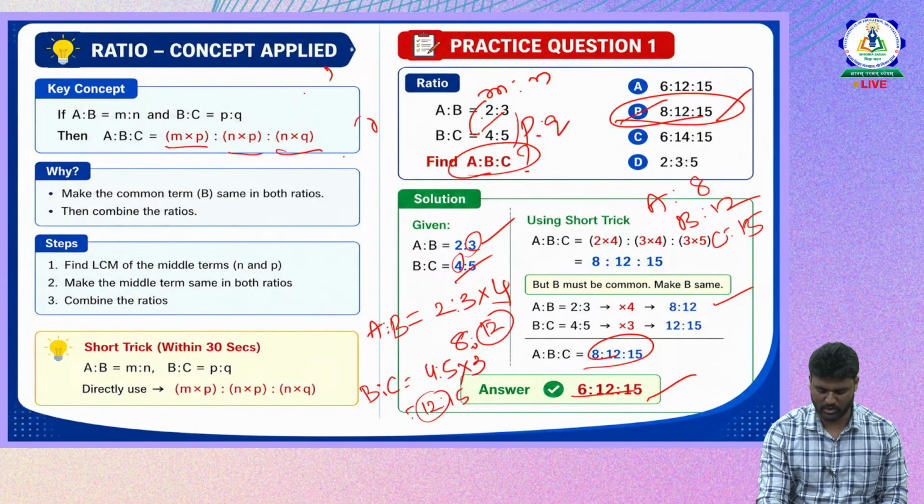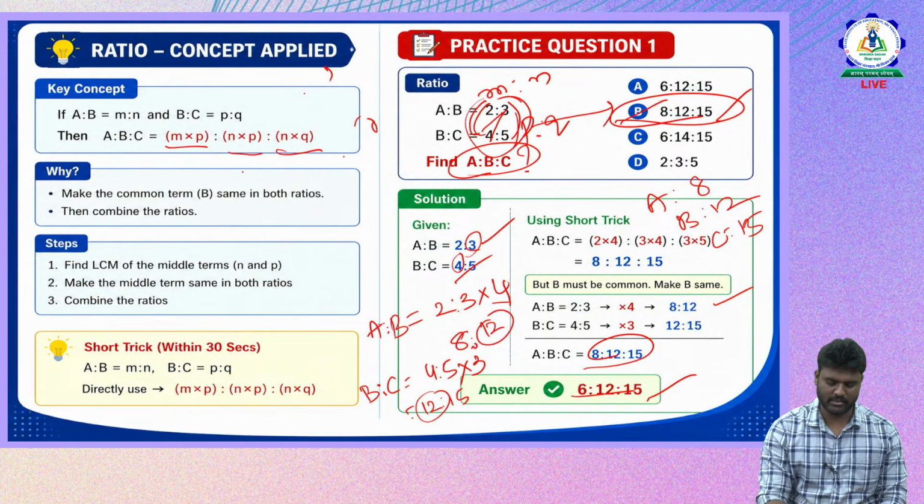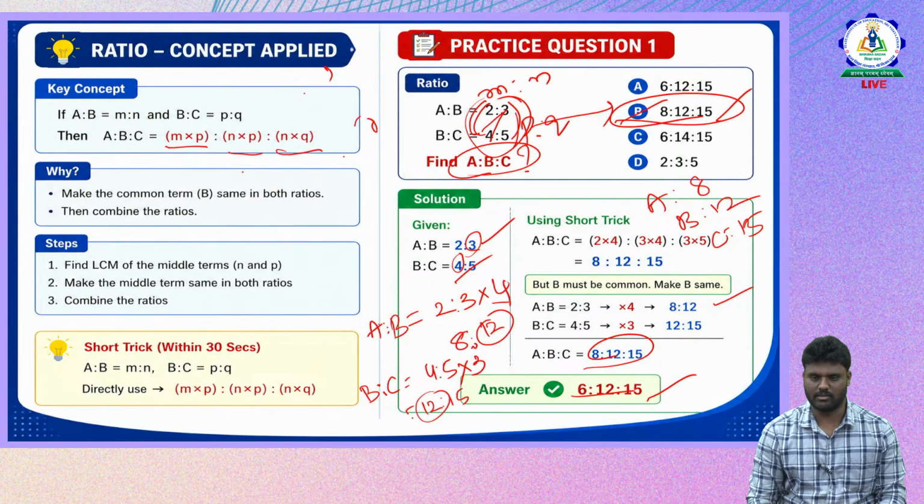So that means we need to multiply 2 into 4, and then 4 into 3, and 3 into 5. If you multiply this one also, directly we'll get the answer. If you remember this formula, in such cases if you apply it directly we'll get the answer. We don't need to take the LCM.